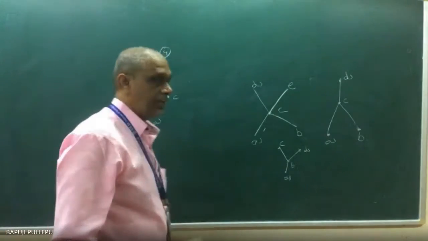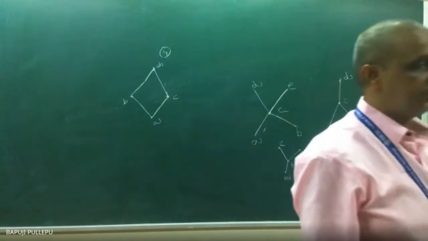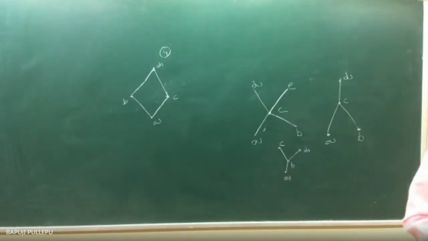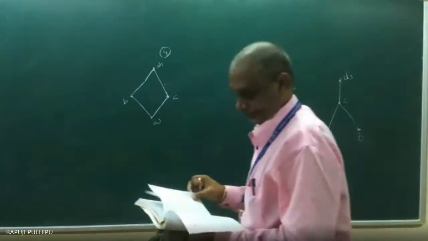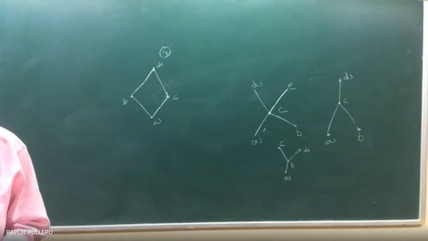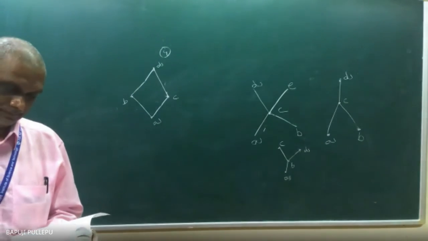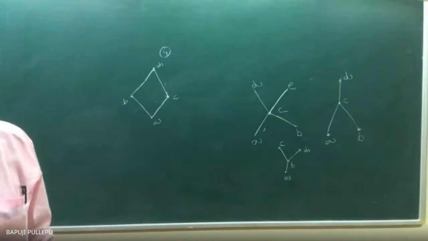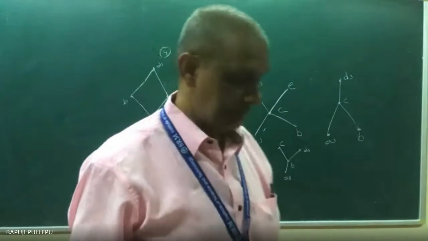From this fourth diagram, you see who is the minimal element and who is the maximal element. Sir, A is minimum, D is maximum. Very good. A is the minimal element, D is the maximal element.